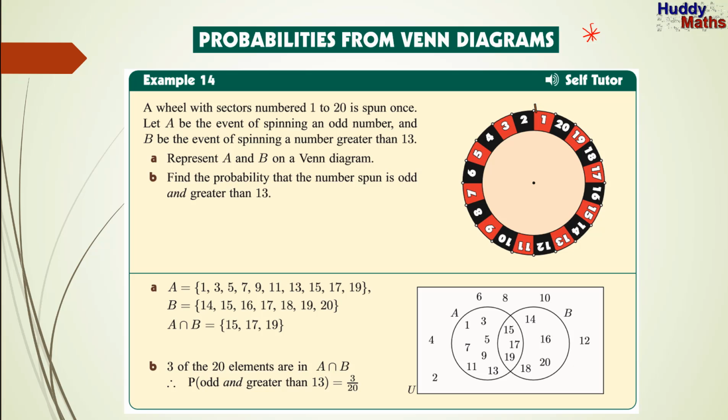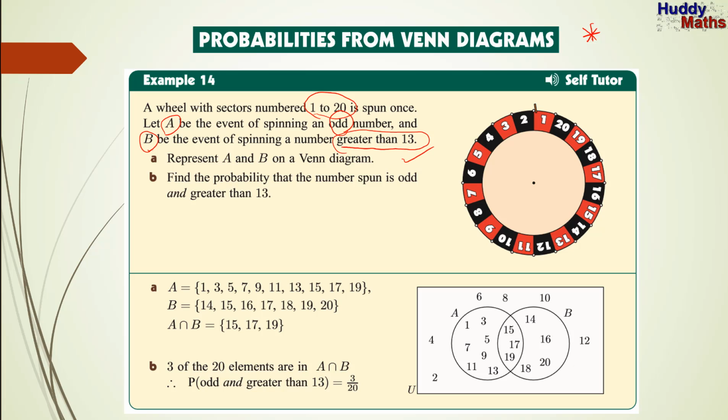A wheel with sectors numbered 1 to 20. So circle that, underline it. Let A be the event, so here, of an odd. A is odd, and B is the event of getting a number greater than 13. Okay, represent A and B on a Venn diagram.